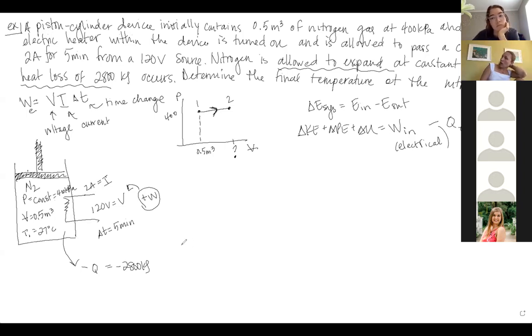So this is work in minus heat out. Do we have any other work that's occurring? Wouldn't that be work from the piston? Yeah, exactly. We've also spent a lot of this chapter looking at boundary work that occurs when a piston is moving. We're told that this piston is allowed to expand, which means that there's boundary work being done out of the system. So we're going to have some negative boundary work that's occurring here as well. So we also have work coming out, which is our boundary work.